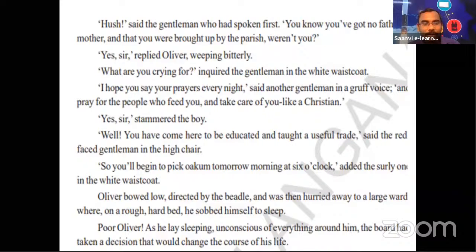Yes, sir, stammered the boy. Well, you have come here to be educated and taught a useful trade, said the red-faced gentleman in the high chair. You see the middle part of the slide. This is where we stopped in the previous session, I think. So somehow we will start from there.